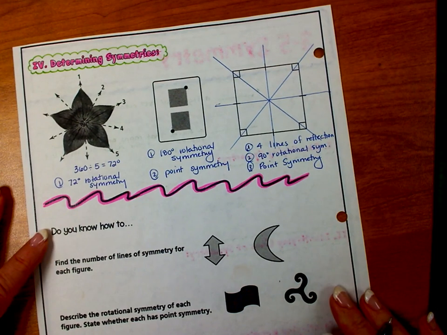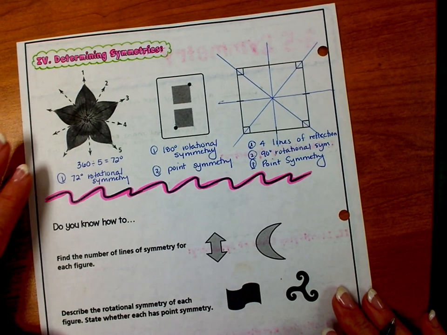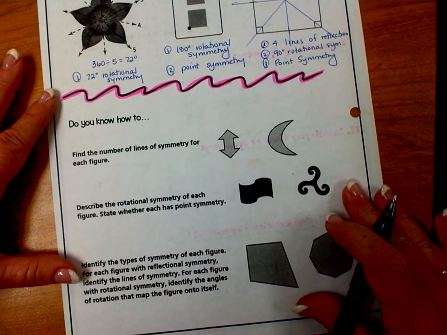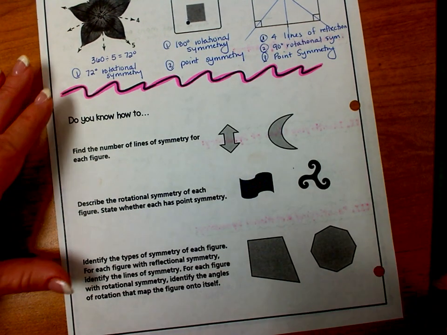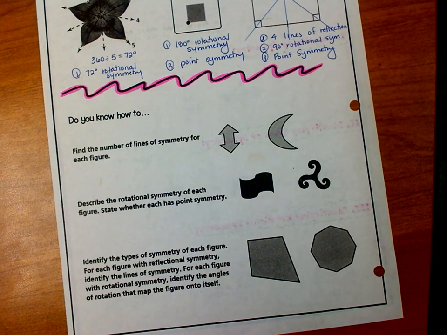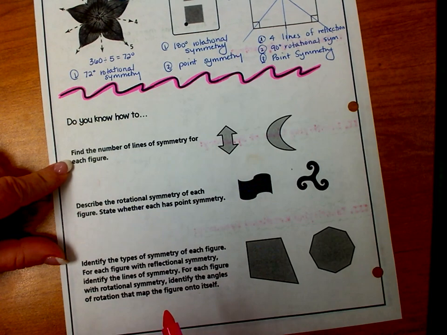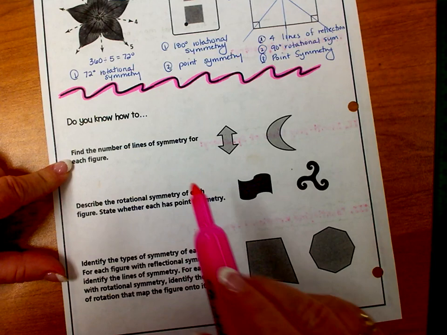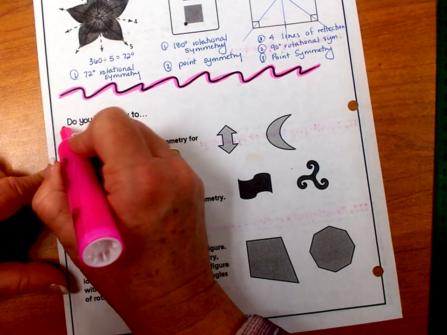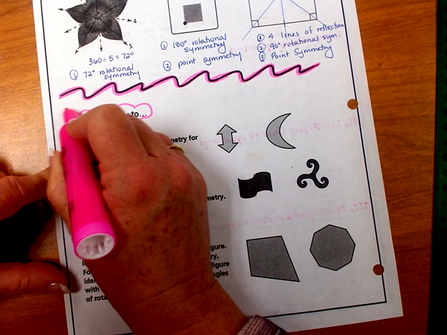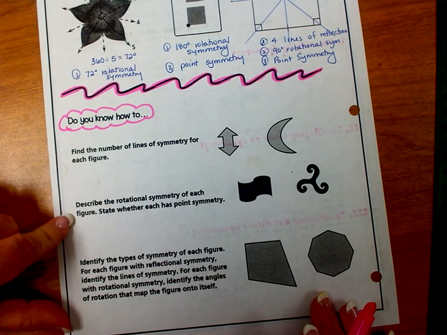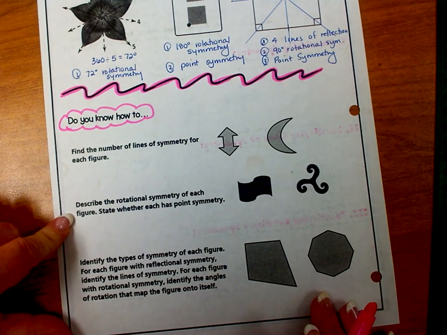Okay, now that's about all there is to lines of reflection and determining symmetries. So let's take a look at what we have down here. Down here, you are going to be figuring out the number of lines of symmetry for each figure. Go ahead and see if you can put those on there. We're going to take a look at these in class, and you should have them finished for that. Right here, describe the rotational symmetry of each figure. State whether each has point symmetry. So if it has 180-degree rotational symmetry, then it will also have point symmetry.